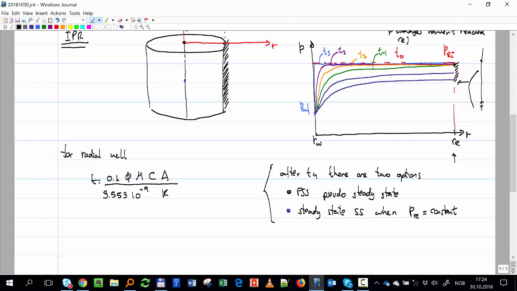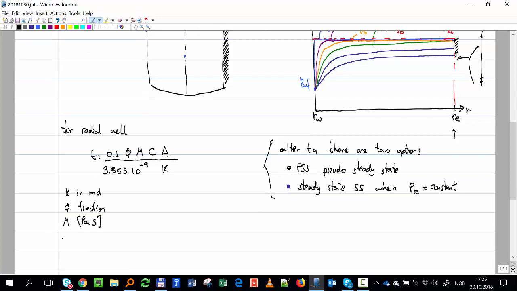Okay, and here the units are: K in millidarcies. Porosity is a fraction. Viscosity will be in pascal-seconds. Compressibility is 1 over kilopascals. And A is the drainage area, in square meters.